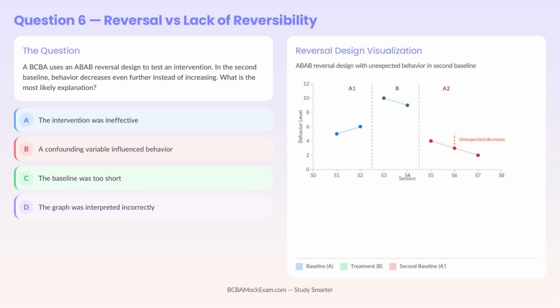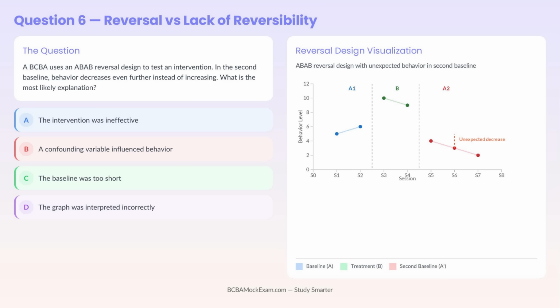Question 6. A BCBA uses an ABAB reversal design to test an intervention. In the second baseline, behavior decreases even further instead of increasing. What is the most likely explanation? A. The intervention was ineffective. B. A confounding variable influenced behavior. C. The baseline was too short. D. The graph was interpreted incorrectly.